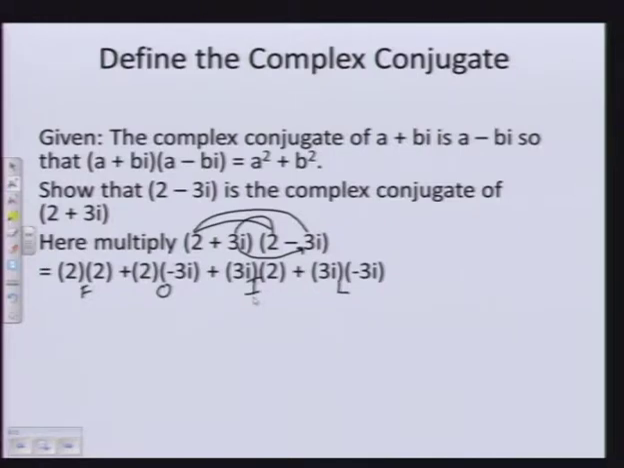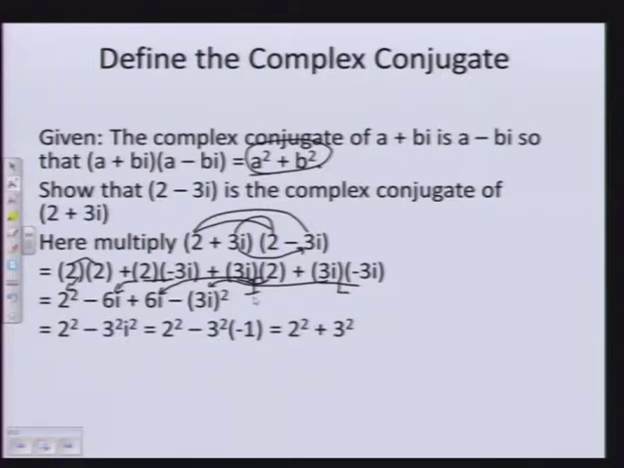As we've done in the previous problem, what we need to do now is simplify. There's something a little different going on here. Notice I have 2 times 2. I'm writing that as 2 squared instead of 4 because I want to see if I can fit this form of a squared plus b squared. I'm going to multiply 2 times negative 3i. I get negative 6i. I'm going to multiply 3i times 2. I get positive 6i. And then I multiply 3i times negative 3i and end up with negative 3i quantity squared. Now I'm going to continue to simplify.